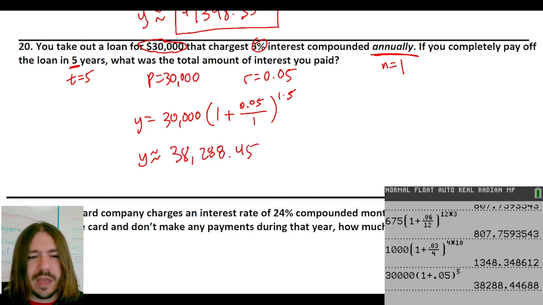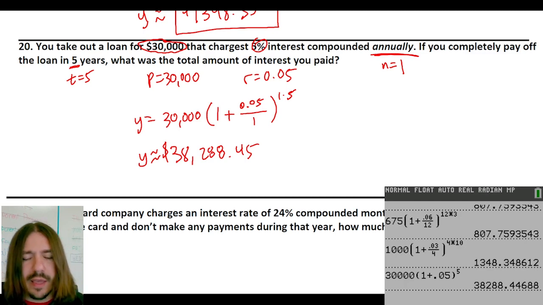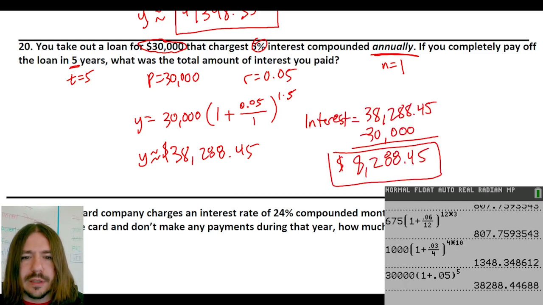But the question here is just how much interest do we have to pay? So if we had to give the bank back 30,000 plus some amount, and that is $38,288, then the interest we paid is the difference between there. So the interest is going to be the amount we actually gave the bank minus the loan amount. Okay, so the interest we paid is $8,288.45.